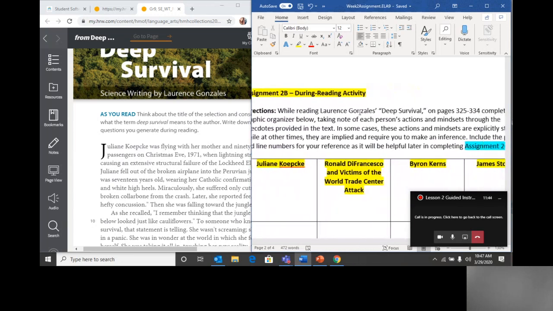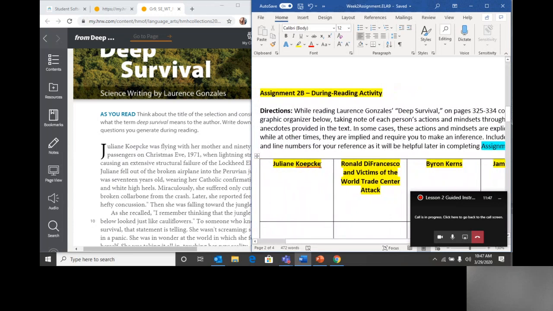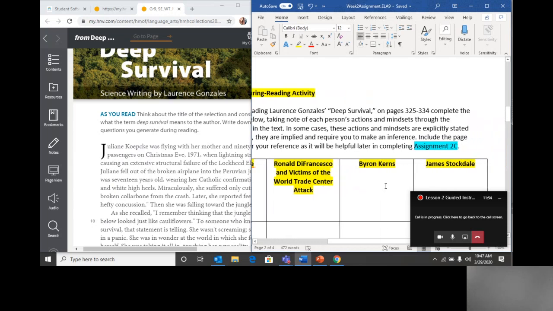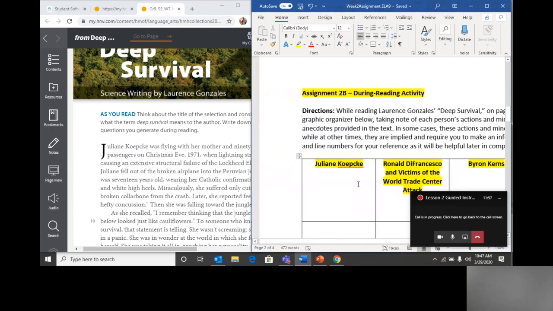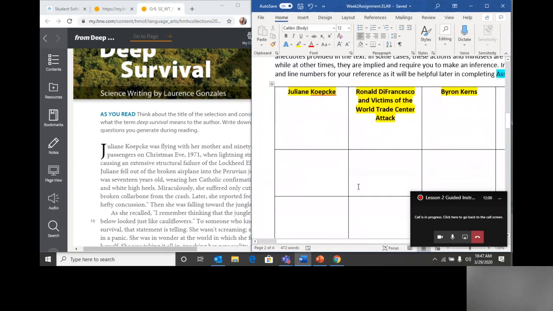So we have Julianne Kopke, Ronald DeFrancisco, and victims of the World Trade Center attack, Byron Kearns, and James Stockdale. So these are the people we want to pay attention to in the text. I will model how to complete this assignment by pulling out a few actions that I recognize Julianne Kopke took in her fight to stay alive. Remember that some actions and mindsets will be stated explicitly, while others are implied. Explicit is when it is directly in the text, you can put your hand on it. Implied is when you have to use your brain and figure out what they're trying to tell you, right?